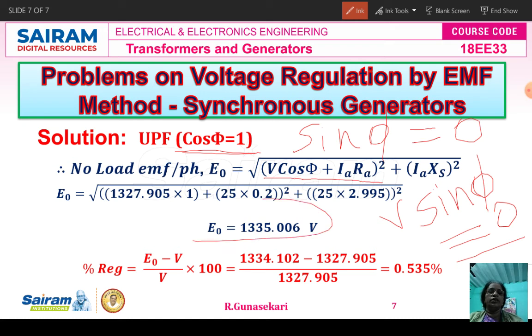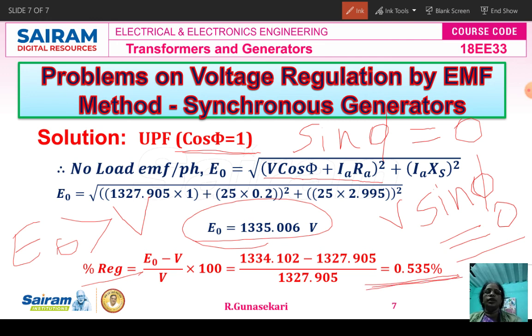Now you can substitute all the values in the formula. Finally we are getting E0 is equal to 1335.006. You can substitute in the voltage regulation formula. We are getting the positive value of regulation, that is 0.5, 0.35. I already told in the significance of voltage regulation that for both unity power factor and lagging power factor E0 is greater than V only. So therefore the value of the percentage voltage regulation is always positive for both unity power factor and lagging power factor, but for leading power factor E0 is less than V, so therefore the percentage regulation value is negative.